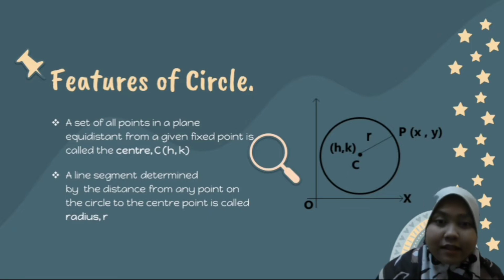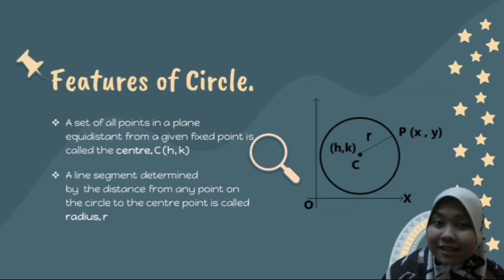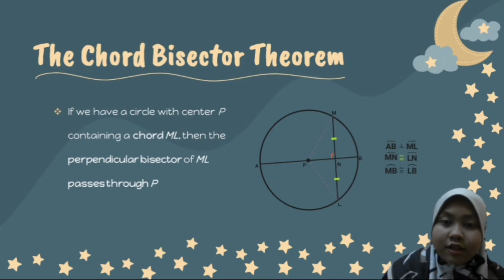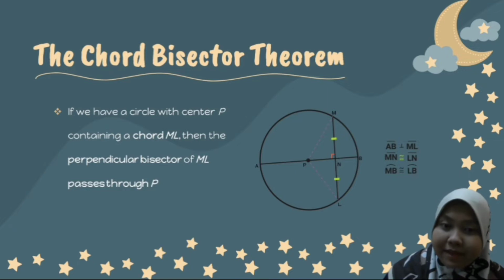One of them is that a circle is the set of all points in a plane that is equidistant from a given fixed point that is called the center, which is C. A line segment determined by the distance from any point on the circle to the center point is called the radius, which is r. It is called the Chord Bisector theorem if we have a circle with center P that contains the chord ML, which is perpendicular to the bisector of ML that passes through point P.